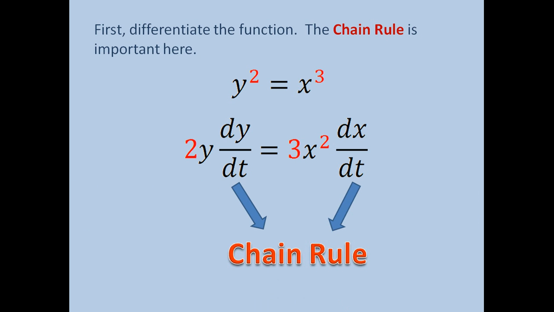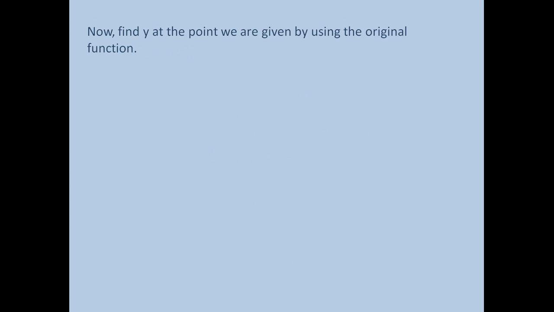dy/dt and dx/dt are there because of the chain rule, because we're taking first, using the power rule, the derivative of something that has its own derivative, which is why we need to include dy/dt and dx/dt in the differentiated equation.